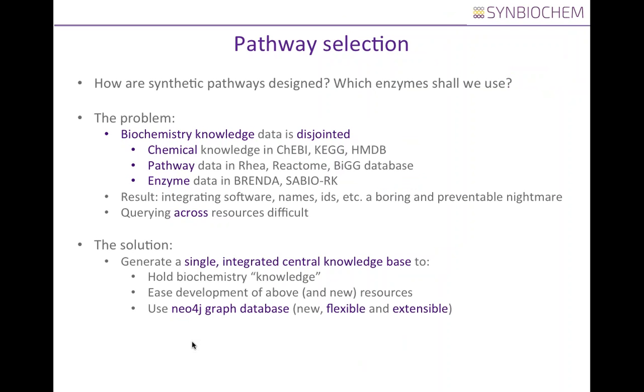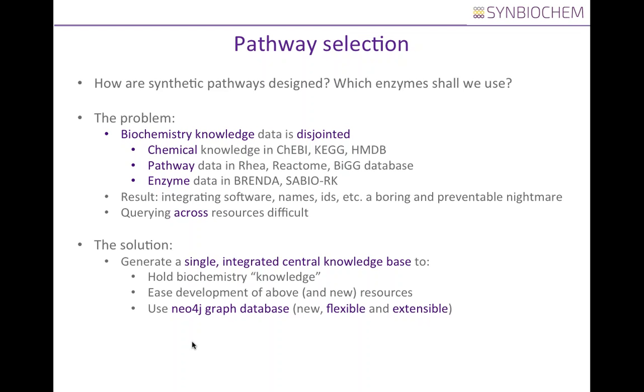So when it comes to pathway selection, we're asking the question, how are synthetic pathways designed, and specifically which enzymes should we use? There's a multitude of enzymes that are available to us that we've taken from nature, and the challenge is, I guess, optimizing that selection, picking those enzymes such that we stand a good chance of making our target. Now, the problem that we have is that although a lot of this biochemical knowledge is available in a number of databases, it's quite disjointed at the moment.